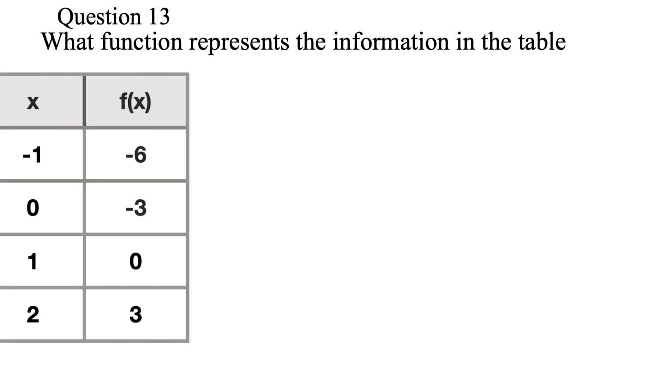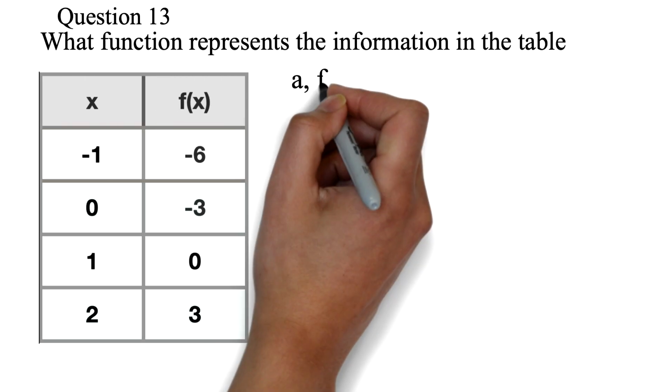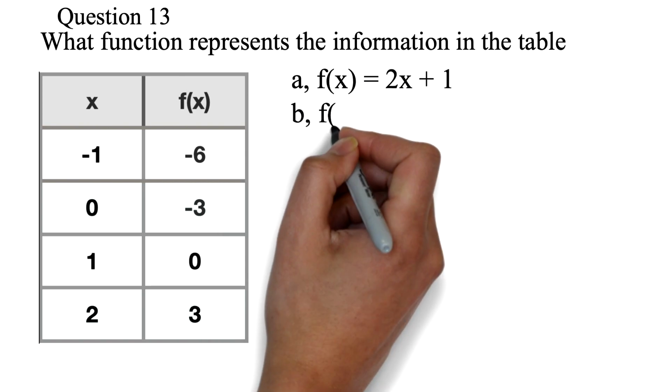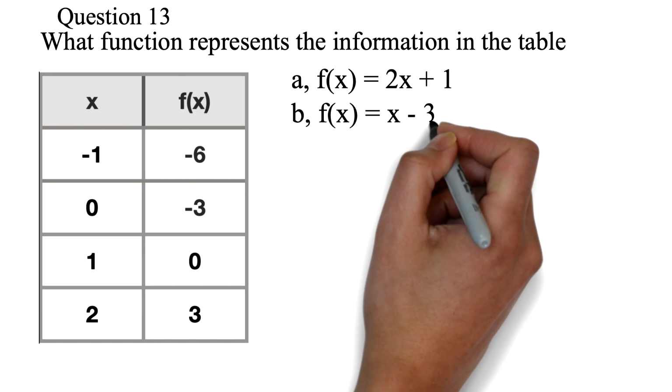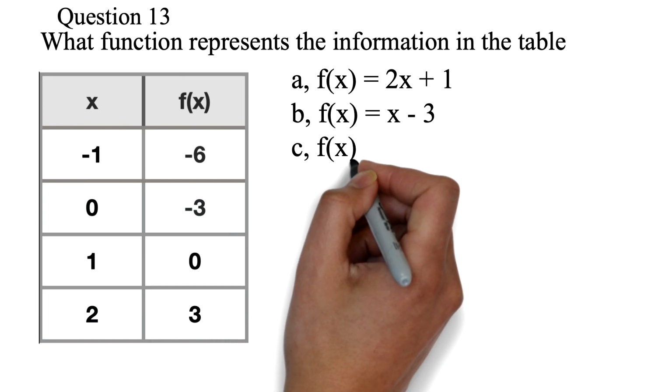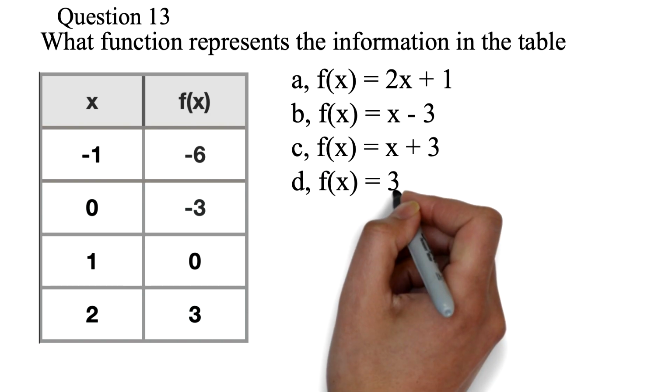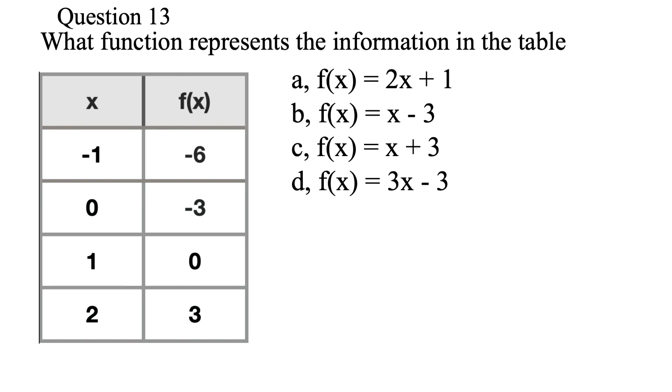Question 13. What function represents the information in the table? A. f of x equals 2x plus 1. B. f of x equals x minus 3. C. f of x equals x plus 3. D. f of x equals 3x minus 3. Here, the best way is to solve it from the answers. We input the x values into the various functions and see if we will get our f of x values.